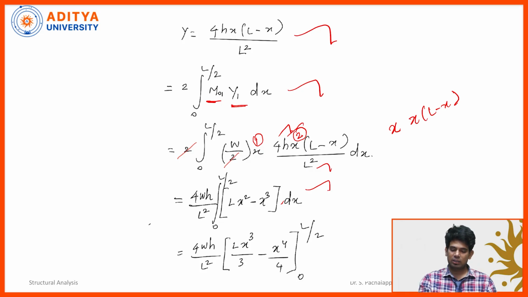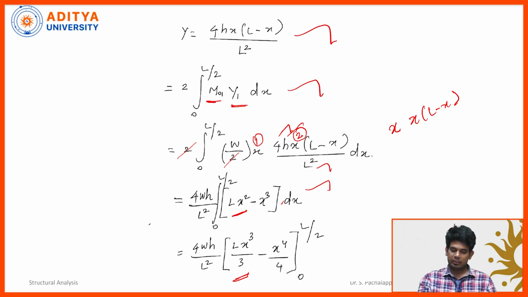Now I am going to do the integration. Let's substitute the upper limit minus lower limit. The upper limit is L by 2. Instead of x I am substituting L by 2. Because of that I got x cube by 3. So in place of x square I am going to substitute L by 2, and we'll be getting L x cube by 3.